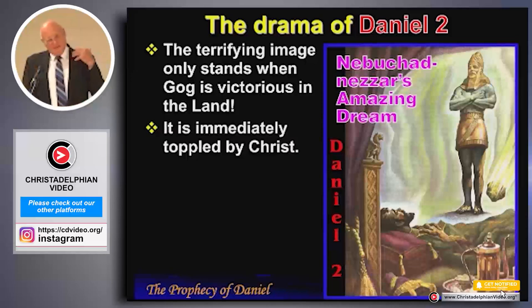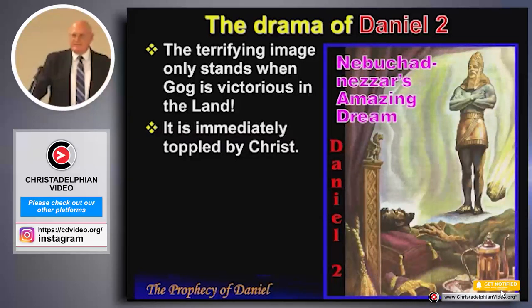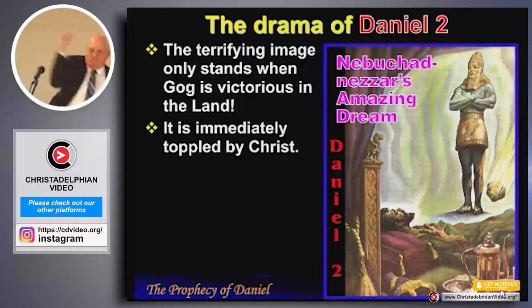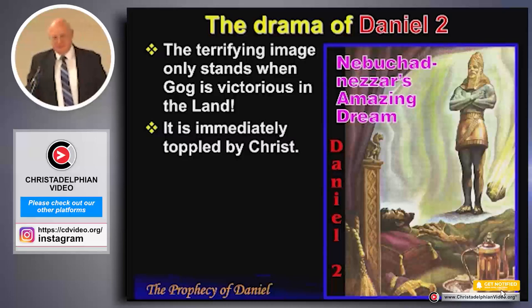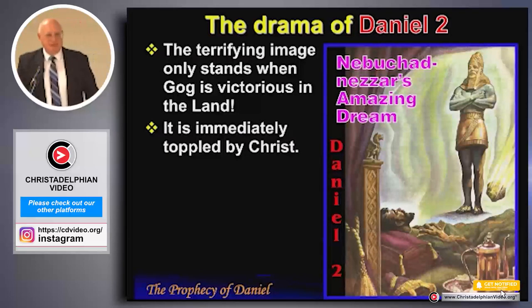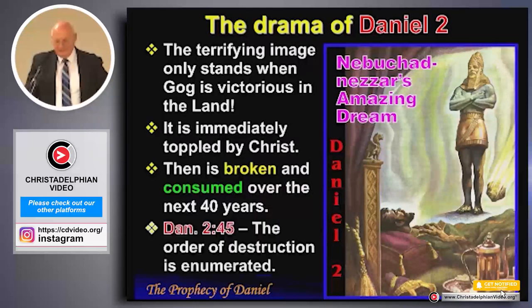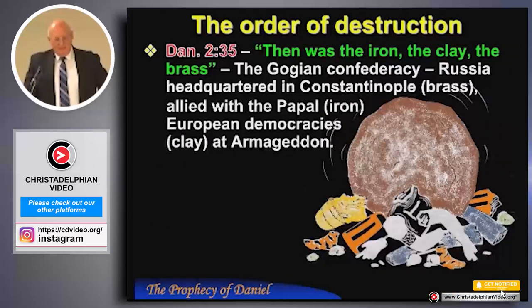And it is immediately toppled by Christ. So it doesn't stand up for very long in all its glory and power and showing its muscles. It stands up and then bang! A stone power hits it and over she goes. That's the great drama. Broken and consumed over the next 40 years. Daniel 2:45 shows us the order of that destruction where it's enumerated for us. Shall we have a look at that?